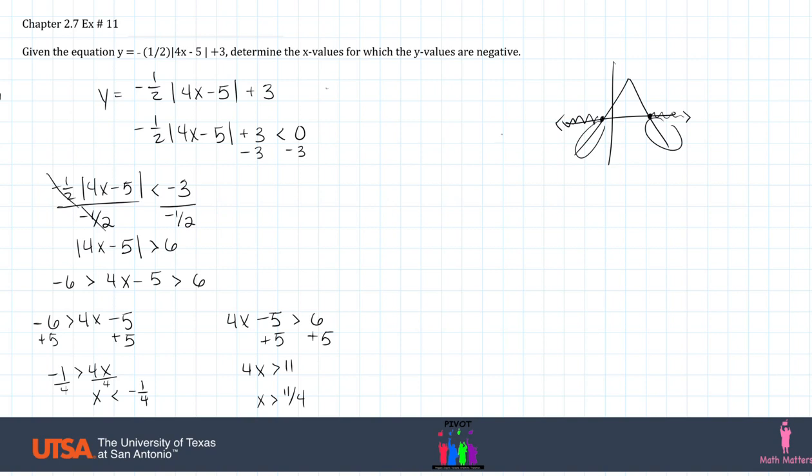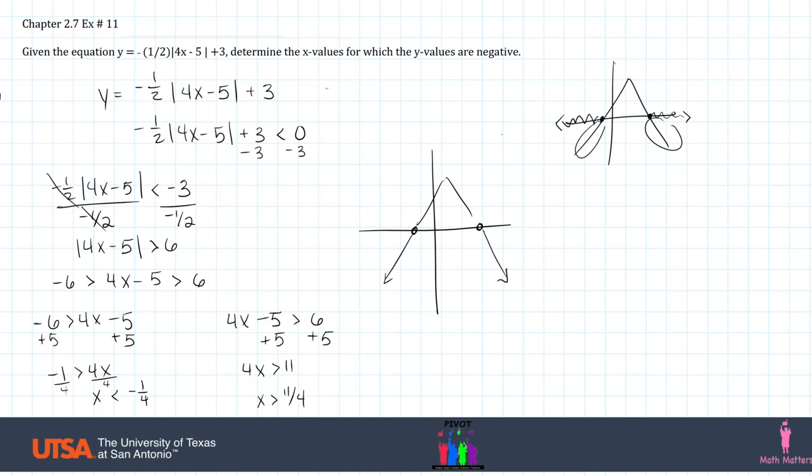So what this means is, let's say we have a graph here. Let's say the point negative 1/4 is somewhere over here, and the point 11/4 is somewhere over here. What happens is everything less than negative 1/4 is going to give us negative y values, and everything greater than 11/4 is going to give us positive y values. Say the graph looks something like that.